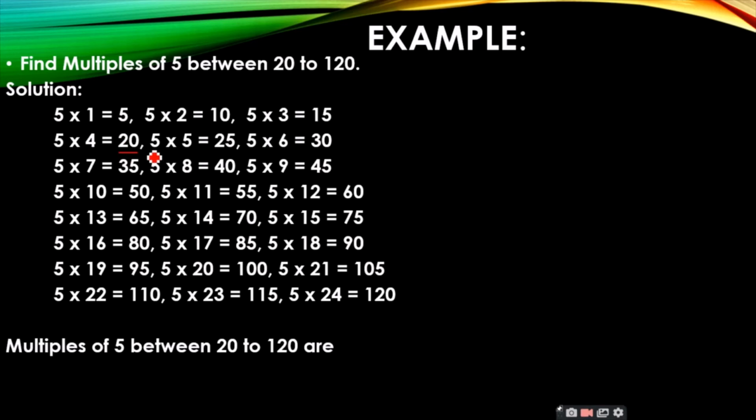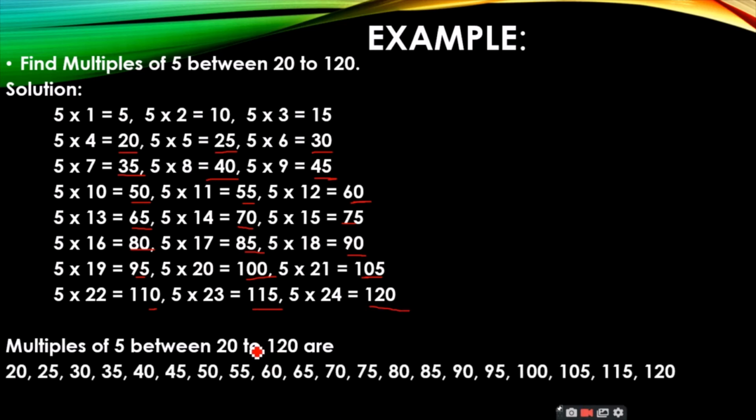We have 20, 25, 30, 35, 40, 45, 50, 55, 60, 65, 70, 75, 80, 85, 90, 95, 100, 105, 110, 115 and 120. So these are the multiples of 5 which we have between 20 and 120.